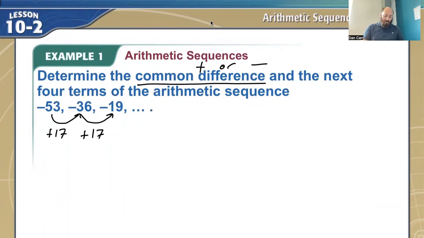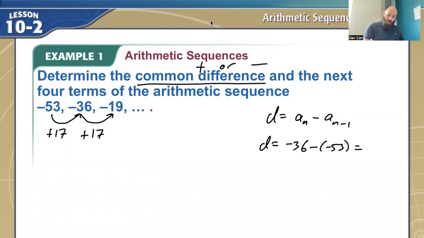Another way we can always say this, we look at the terms. The common difference is always going to be the difference between a term and the term right before it. It doesn't matter where we do it, it's always going to be subtracting the two terms. For example, if I did negative 36 minus negative 53, that would come out as a positive 17. And that's what we're having here. So in this case, my common difference is 17.